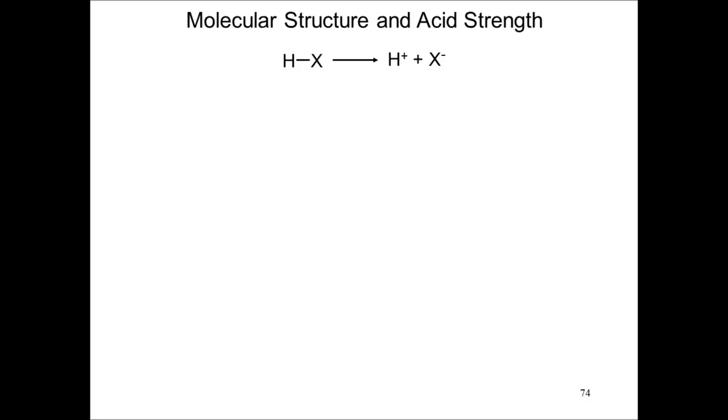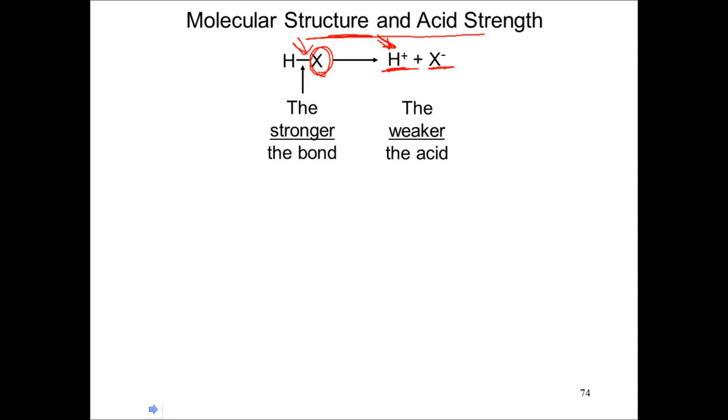On slide 74, what we need to keep track of is molecular structure and how that's going to be linked to acid strength. The molecular structure of an acid would be a hydrogen ion connected to some anion. X could be the appropriate symbol for any anion. If it's a strong acid, it will just completely dissociate into your hydrogen ion and your X. So the stronger the bond, the weaker the acid then. The stronger it stays together.